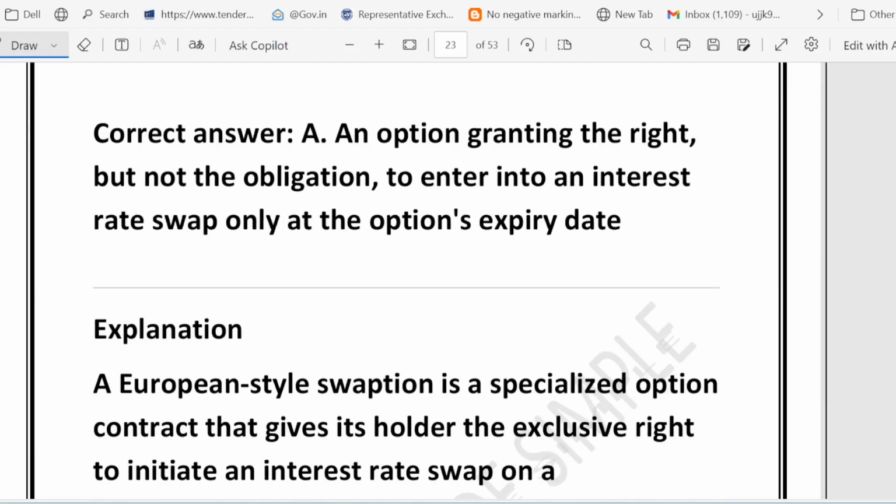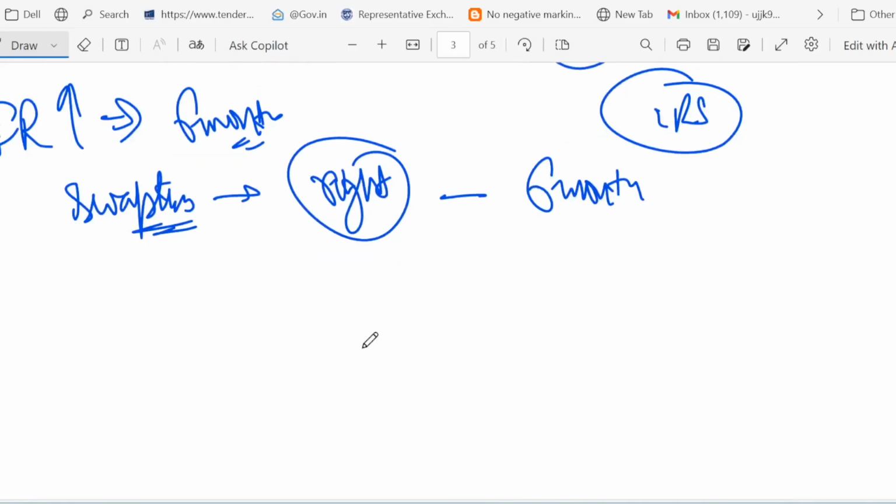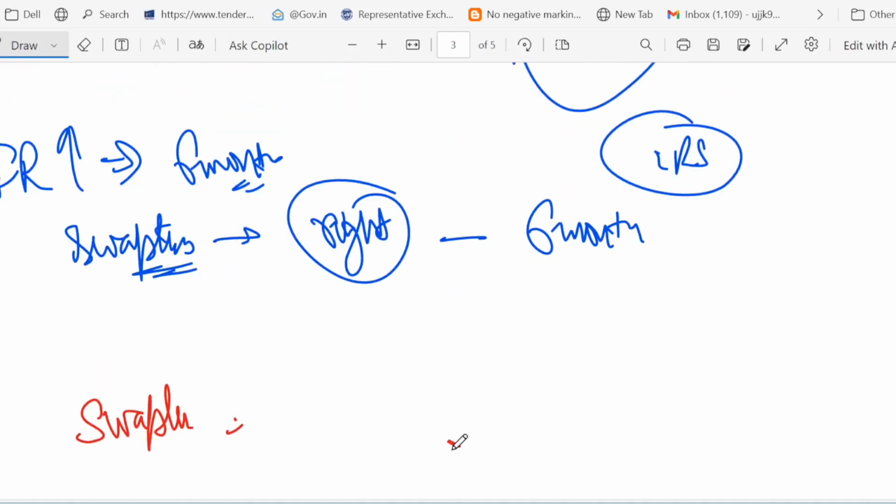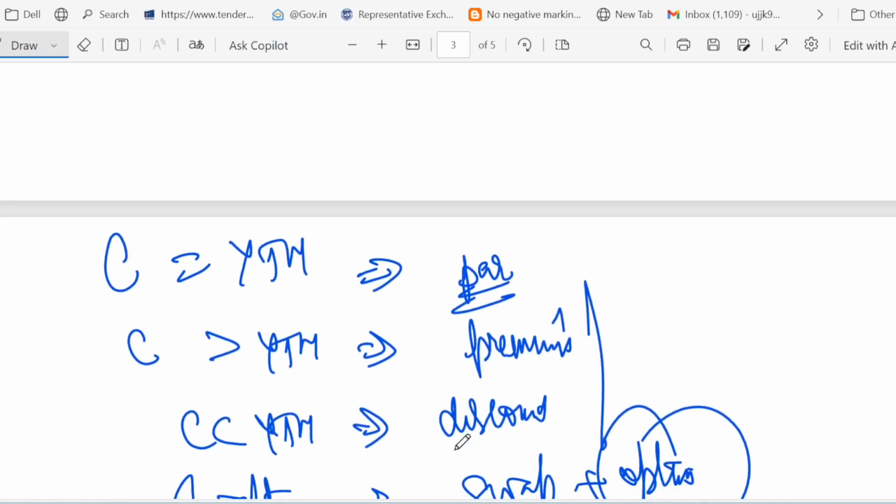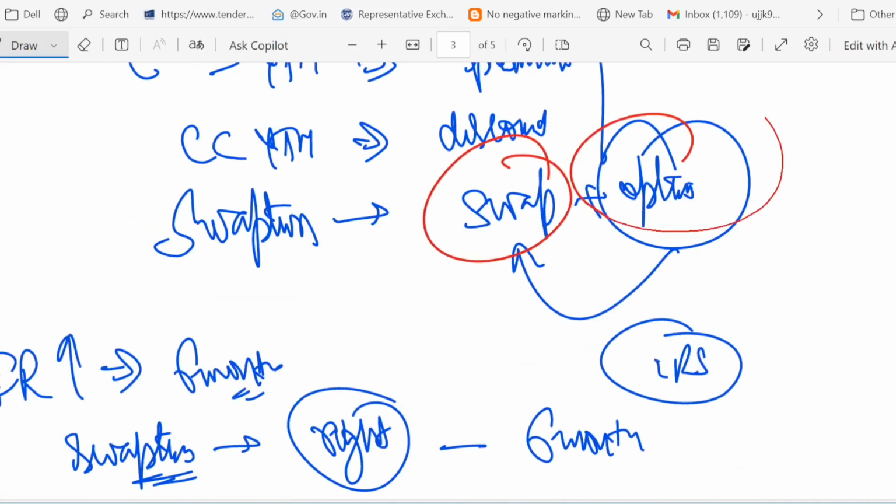So friends, what we learned from this question, let's quickly summarize. Let me just write it down. So what are the keywords? What are the key points that we have just gone through? I told you about swaption. So swaption means two words just combined together. Let me show you. It means swap plus option, right? It gives the right but not the obligation.